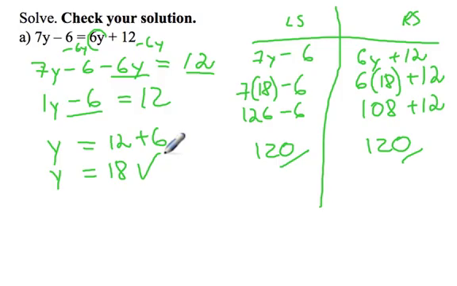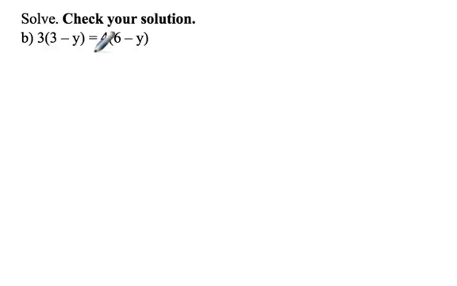The solution is correct. For this equation we will start by expanding the brackets. So here 3 times 3 is 9, 3 times negative y is negative 3y, equals 4 times 6 is 24, and 4 times negative y is negative 4y. Now we have variable terms on both sides, so we are going to move minus 4y to the left side by adding 4y to both sides of the equation.